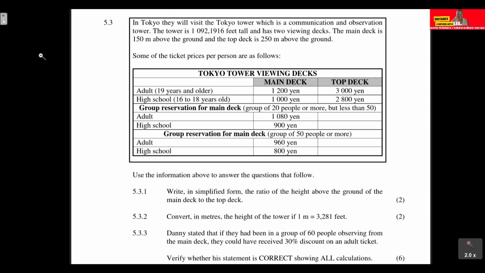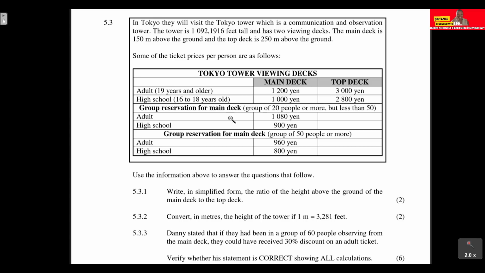Question 5.3 says, in Tokyo, they will visit the Tokyo Tower, which is a communication and observation tower. The tower is 1092.19 or 1916 feet tall and has 2 viewing decks. The main deck is 150 meters above the ground, and the top deck is 250 meters above the ground. Some of the ticket prices per person are as follows. These are the Tokyo Tower viewing decks.